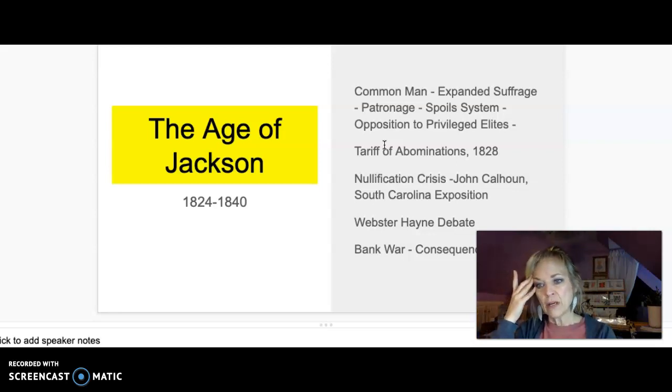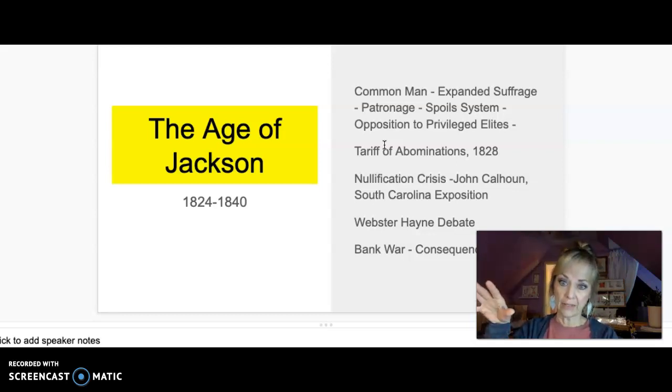Remember, Calhoun said he was going to declare it null and void. In South Carolina, he writes the South Carolina Exposition, and that's when Jackson says, I'll send the military down there, I'll hang you all, you will pay the tariff. The Webster-Hayne debate is all about this. Anyway, they come to a resolution on that, but go back and look at all of that.